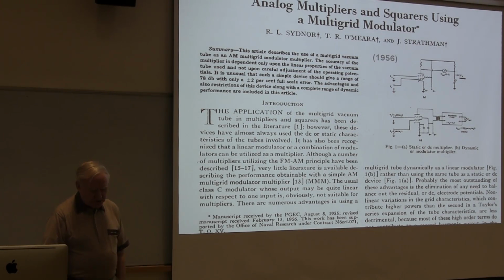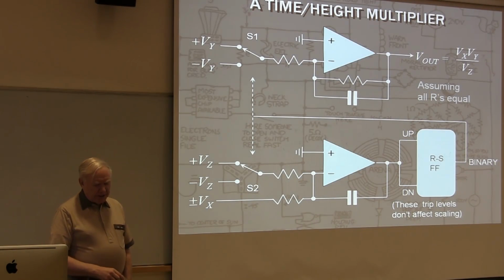Here's another strange thing. I don't remember exactly how this works, but it's basically a pentode that's used in a multiplicative mode. And people went to all kinds of lengths to make squaring cells just to implement the quarter square principle in multipliers. Here's a time to height multiplier.